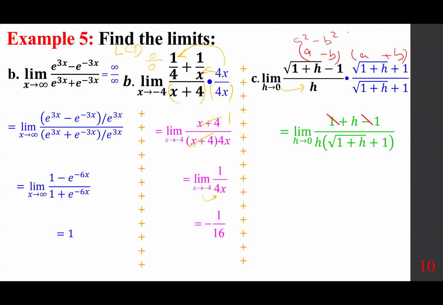Remember, we do all of this because we want to get rid of the problem. The problem is h. Why is that a problem? Because the 0 in the denominator is a problem. And now if you replace it, you get square root of 1, which is 1. 1 and 1 is 2. So 1/2 is the final answer. So it's pretty straightforward.